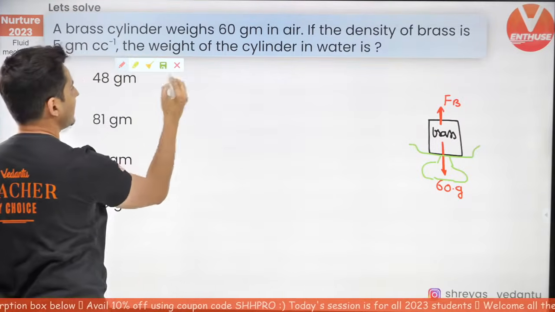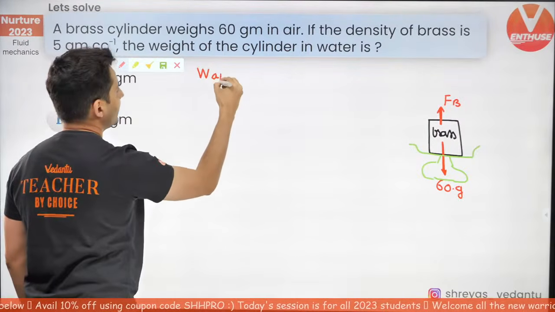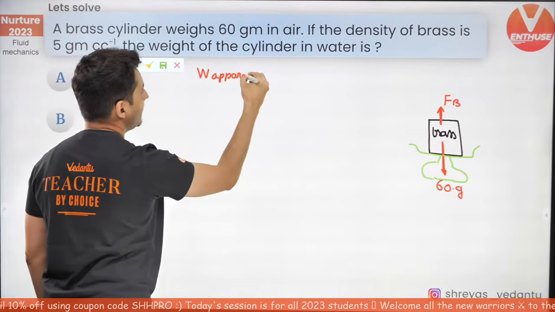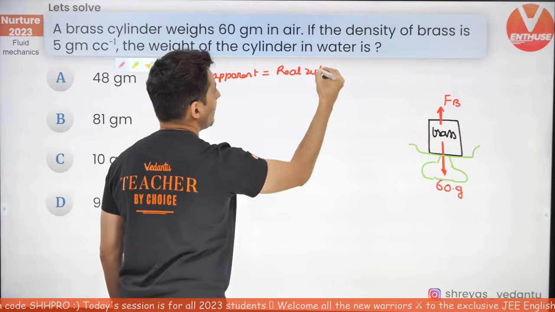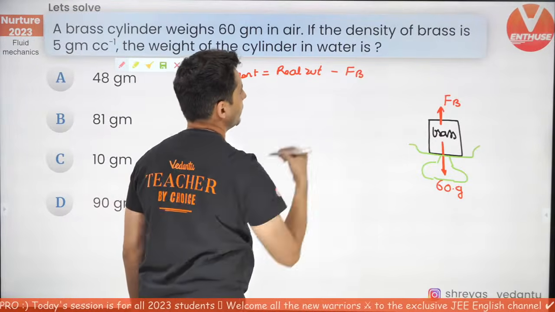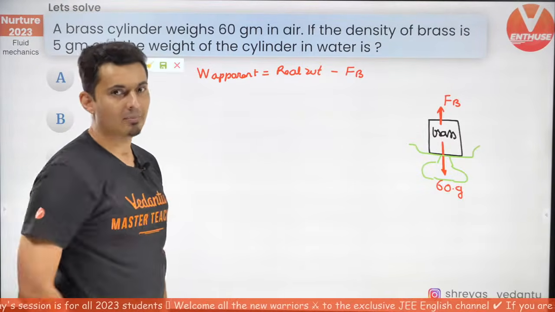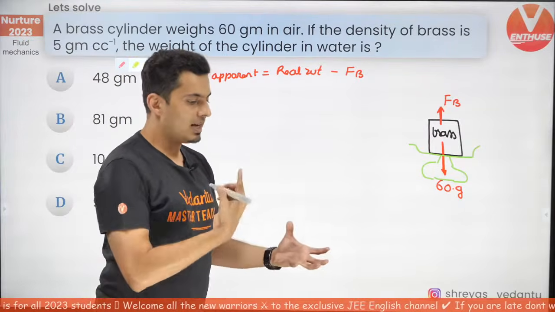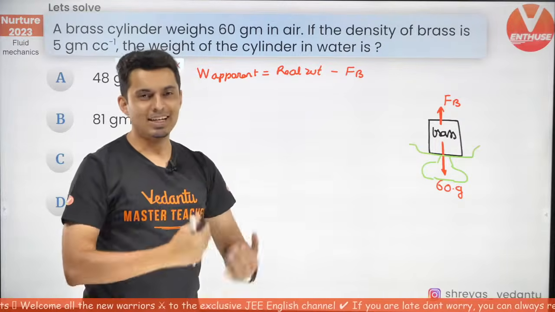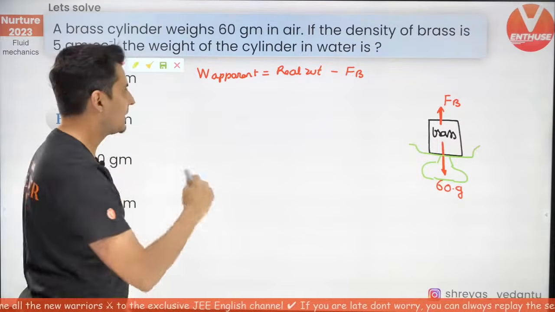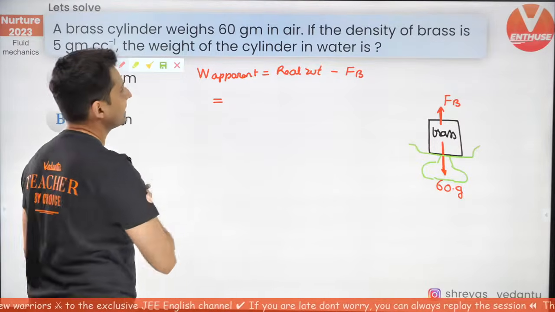So I can say the apparent weight, not the real weight, the apparent weight. Remember I told you it is the real weight minus the buoyant force. I gave it to you just some time back. The weight minus the buoyant force, whatever is remaining is the perceived weight inside the liquid. Now think about this. What is the real weight?